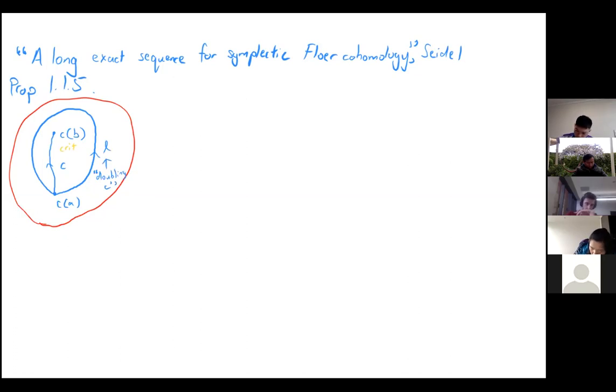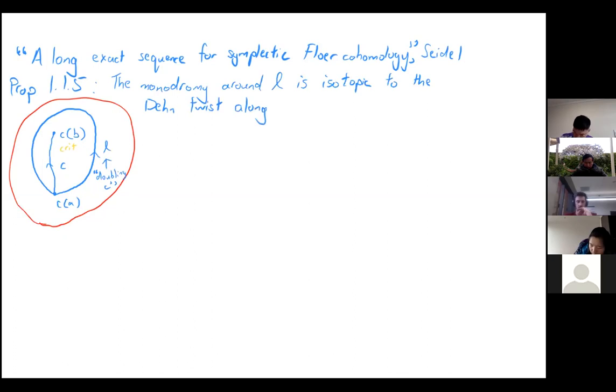So the proposition is like this. The monodromy around the loop is isotopic to the Dehn twist, but along where? Along the vanishing cycle. But I haven't told you what the vanishing cycle is yet. I'll tell you in a moment. So put into symbol, the monodromy is equal to the tau along VC.